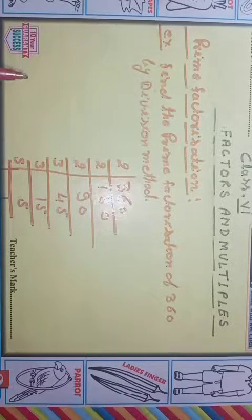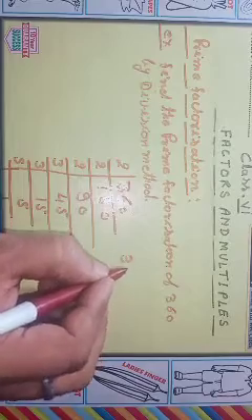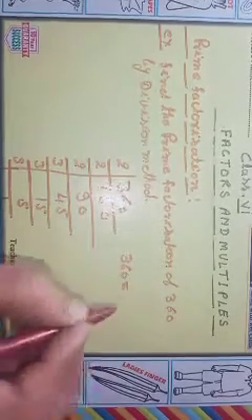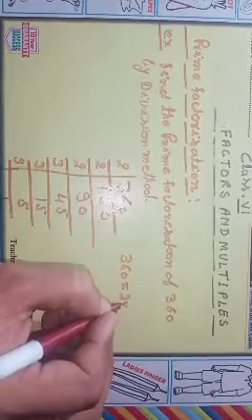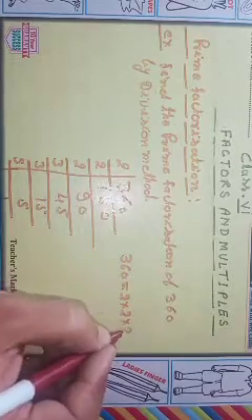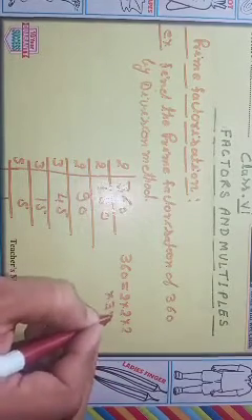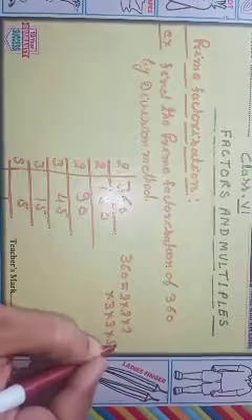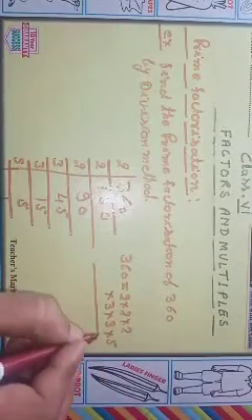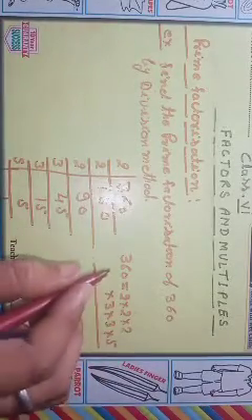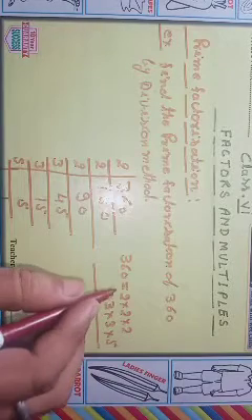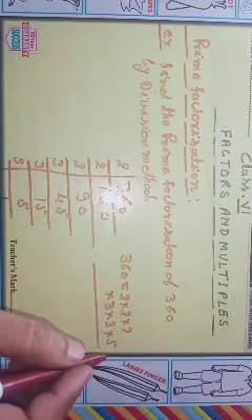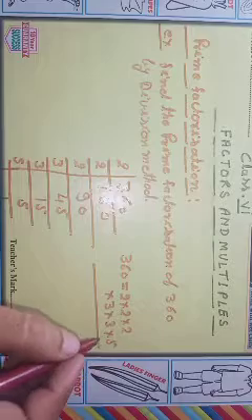So the prime factorization of 360 is 2 into 2 into 2 into 3 into 3 into 5. This is the prime factorization, meaning a number which has only prime numbers as its factors. This is called prime factorization.